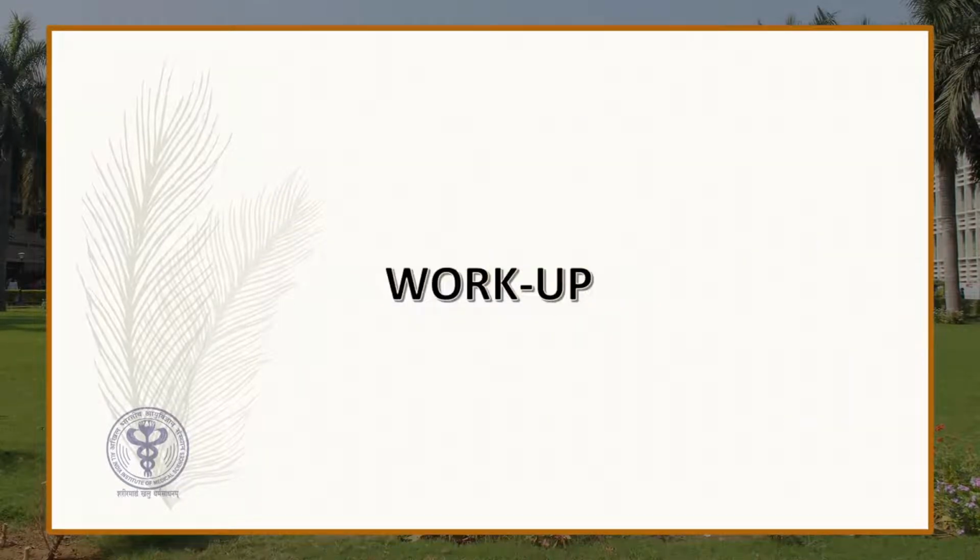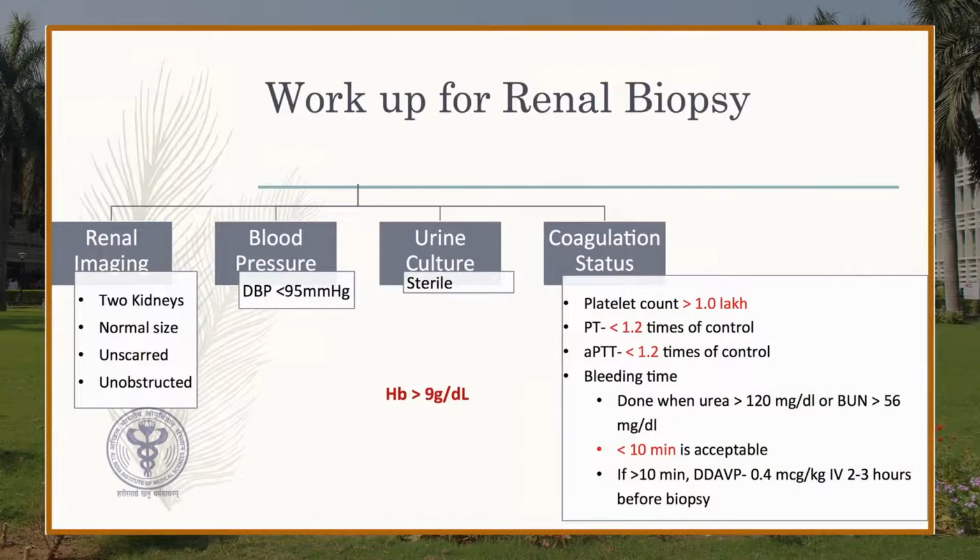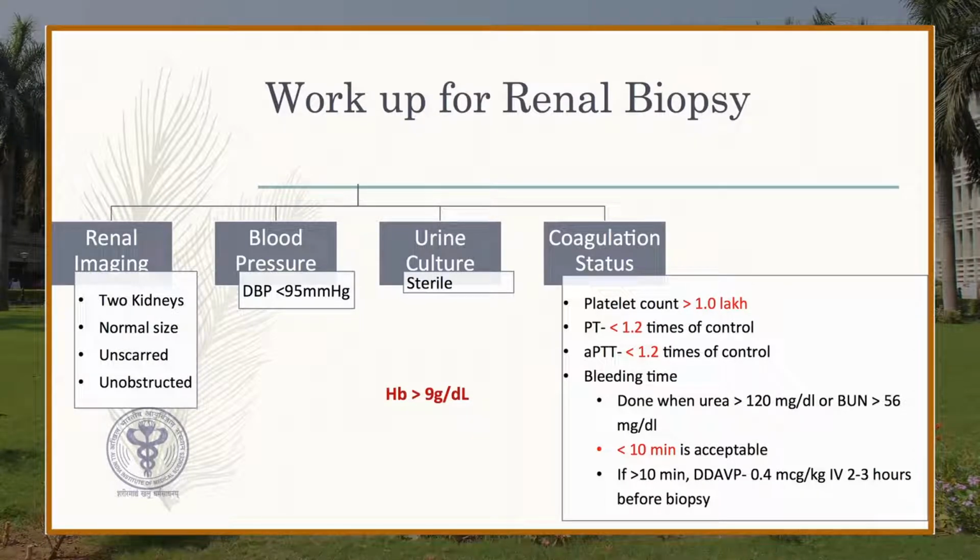Workup for renal biopsy. Before performing a renal biopsy, it is essential to have the following investigations. A renal imaging should be done, which should show 2 kidneys of normal size, unscarred and unobstructed. The diastolic blood pressure should be less than 95 mm of mercury. The urine culture should be sterile and hemoglobin should be more than 9 gram per deciliter.